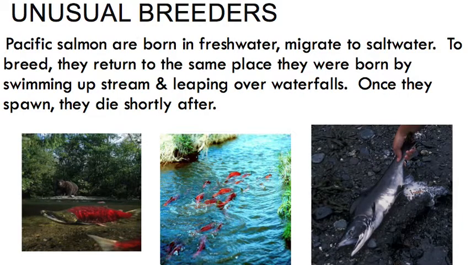Salmon are born in freshwater. They migrate to saltwater to breed, and then they'll return to the same place they were born by swimming upstream and leaping over waterfalls to get there. Once they spawn, though, they'll die shortly after, so they don't make the trek back to the saltwater.